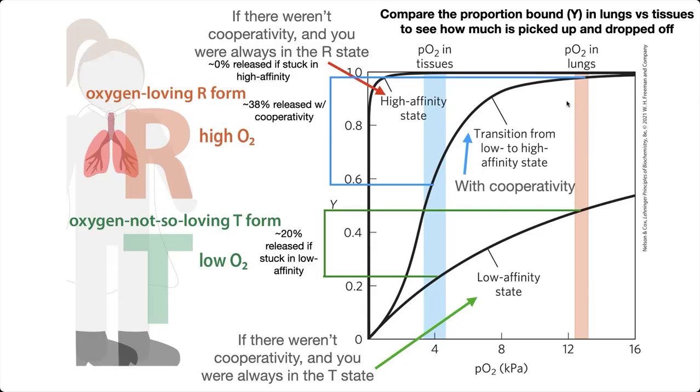But what if we were in this cooperativity? Well, now we get to release about 38% because we're going from about 0.6 to about 1. And so, see, in our lungs, we've got it almost fully bound. Whereas if we were in that low affinity state, we wouldn't. We would only have about half of it bound. But if we were in the high affinity state all the time, well, then we never let it go. So by having this cooperativity, we're therefore able to release an optimal amount.